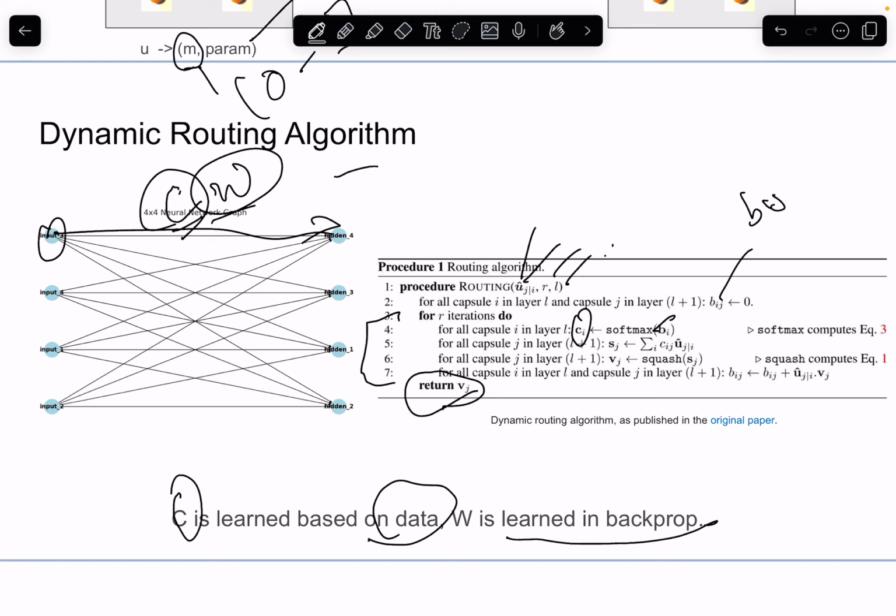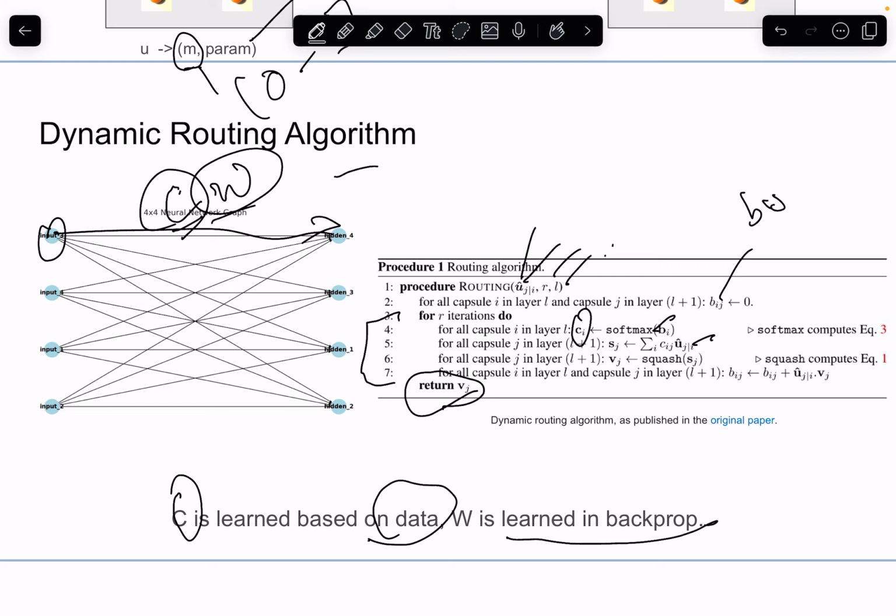And softmax, why softmax? Because it makes sure that each weight Cij is a non-negative number, and their sum equals 1. Softmax enforces the probabilistic nature of coefficient Cij. Okay, and at the first iteration, the value of all the coefficients will be equal, because on line 2 Bij was set to 0, right?